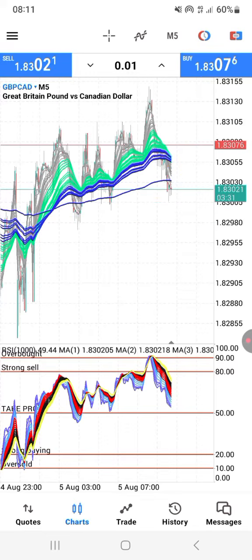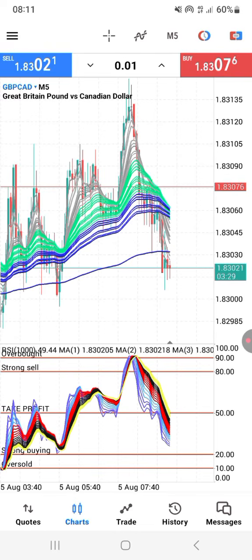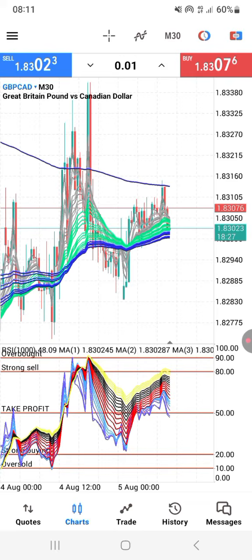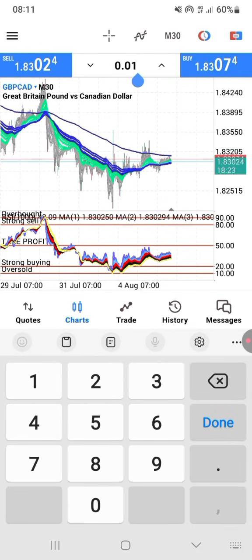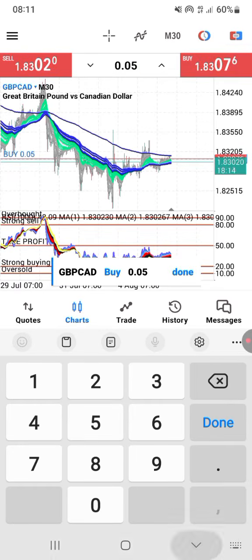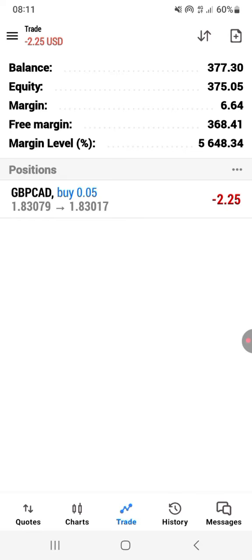Since I confirmed my entries, what I'm going to do, guys, here is to enter with a lower lot size. Let me use 0.5 and see how much I start with minus. Then you will understand. So this is not that much, guys. This is not that much.